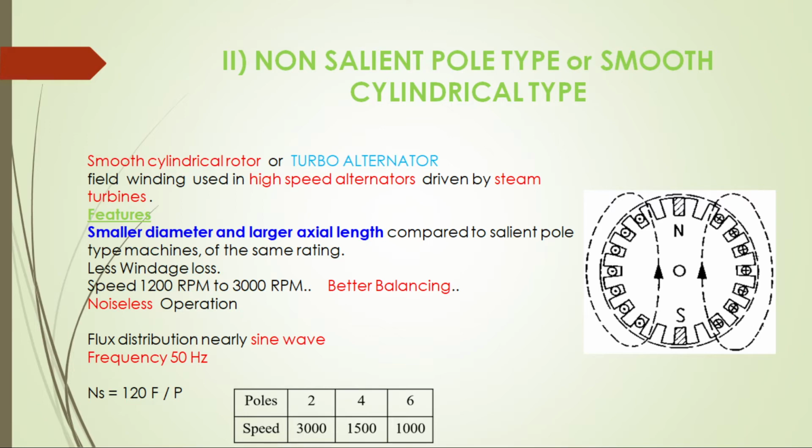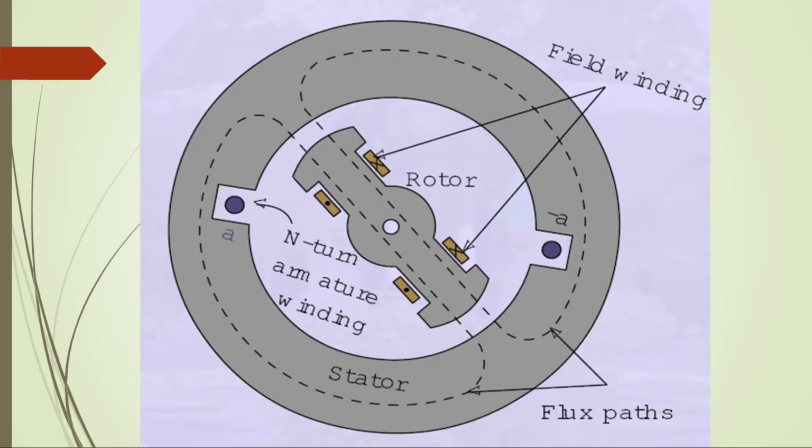So this will be used in high speed alternators which are driven by steam turbines. Steam turbine is nothing but a prime mover which is used to give the mechanical energy to the alternator. It will have a smaller diameter and larger axial length compared to a salient pole machine of the same rating, and it will have less windage losses, and speed will be 1200 rpm to 3000 rpm, and the operation is noiseless. Flux distribution is nearly sine wave. Frequency will be 50 Hz.